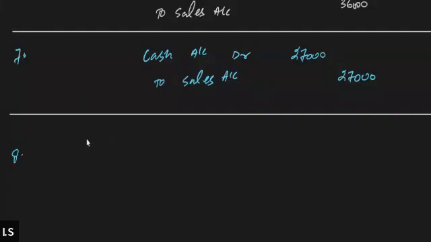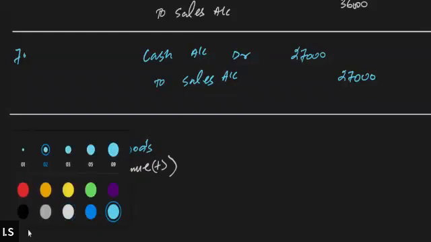Tell me. Anybody, please tell me. When we sell goods on credit, which asset increases? I'm talking about asset, which asset increases? Sold goods on credit. First of all, since we have sold goods, so our overall revenue will increase, right? Revenue will increase, yes or no? Yes, sir.